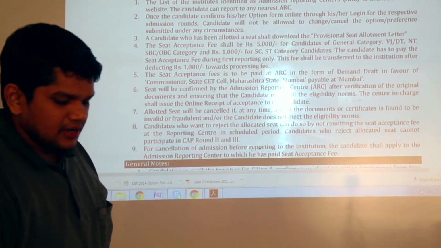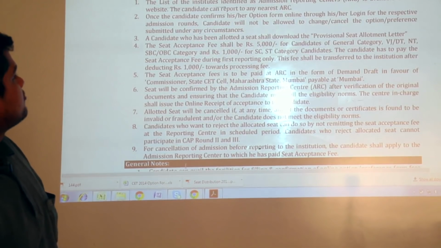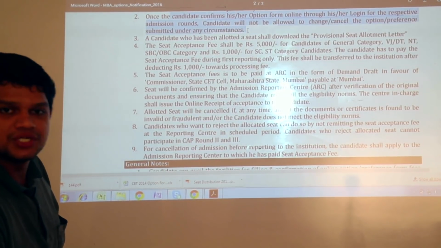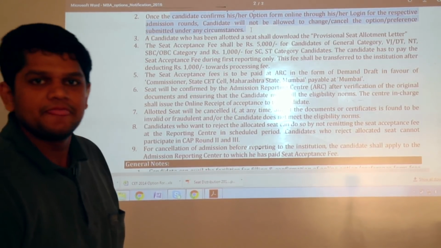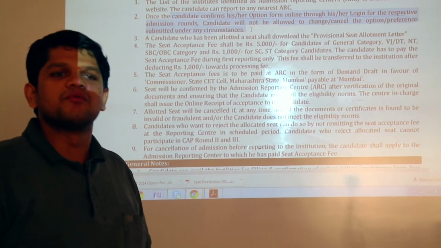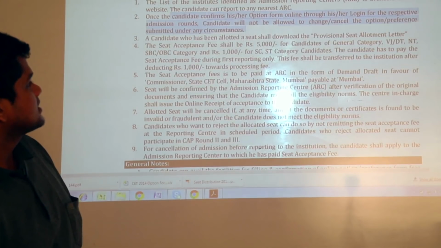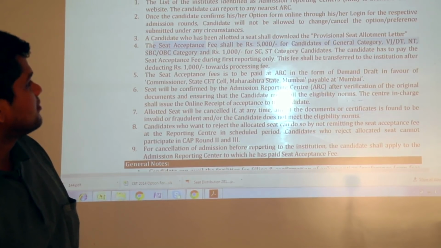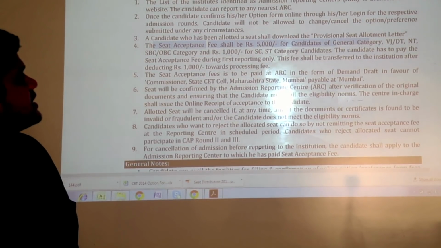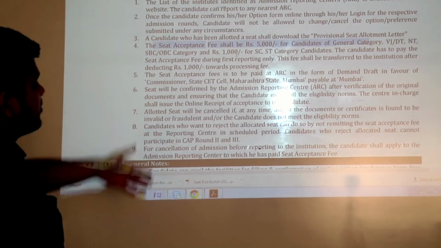One thing in this is once you have filled up the Cap Round forms, you will not be allowed to change the form. So please fill it up carefully. Again, I am repeating, the list will be given to you. Just fill it up in that order. It will not matter what your score is. Just put it up in that order. The fees for accepting the seat will be 5,000 rupees for general category students and 1,000 for SC OBC category students. So all that, you can just go through these things here. I don't need to read it out.